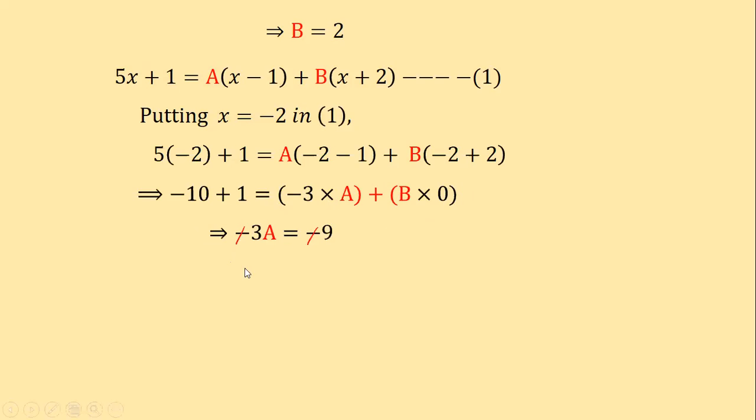So 3 goes to the other side, becomes 9 by 3, which is 3. Okay, so a is equal to how much, children, here? 3. Now what are the values of a and b we got? A is equal to 3 and b is equal to 2. So let us replace them in the first equation. A is equal to 3, b is equal to 2, and what do we have?